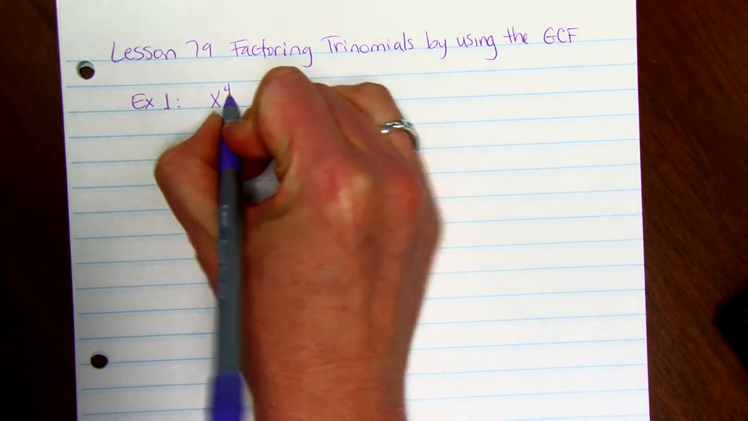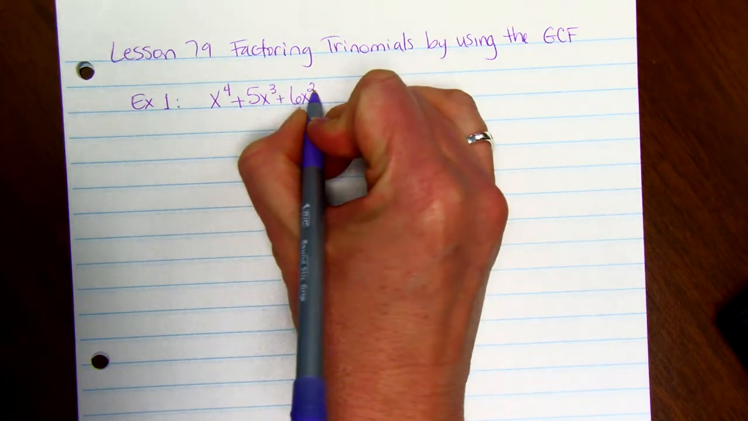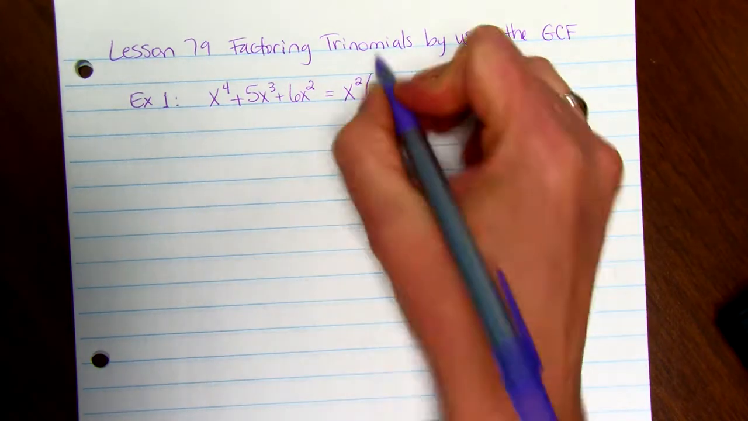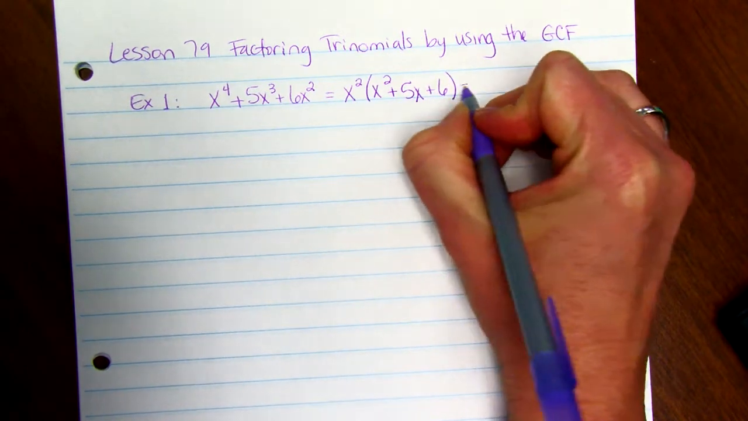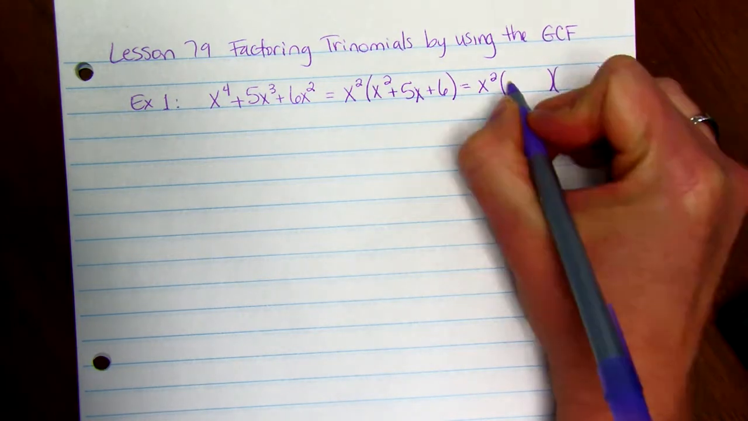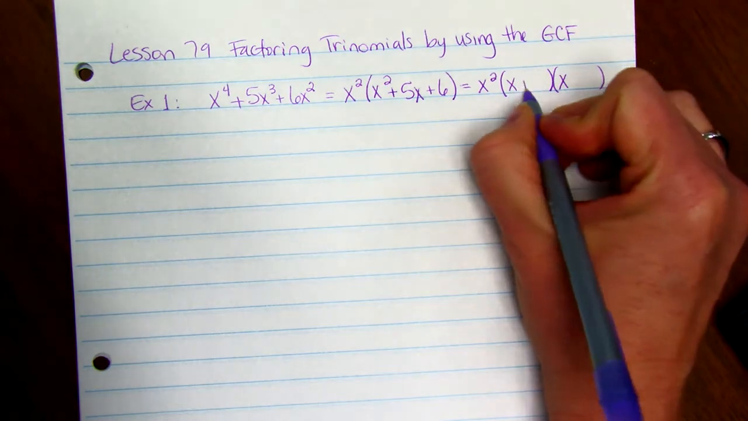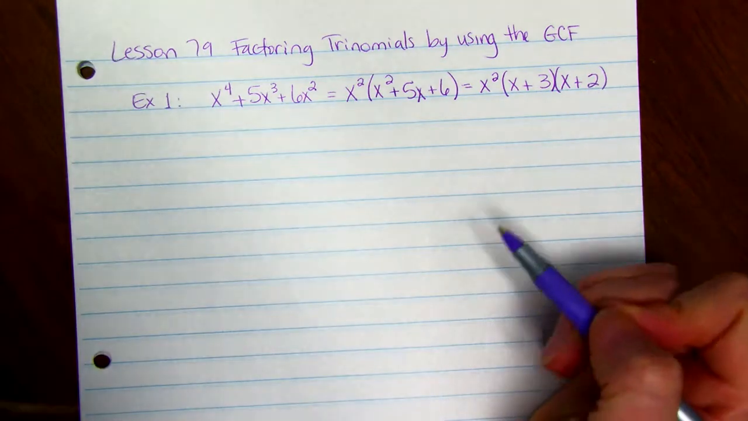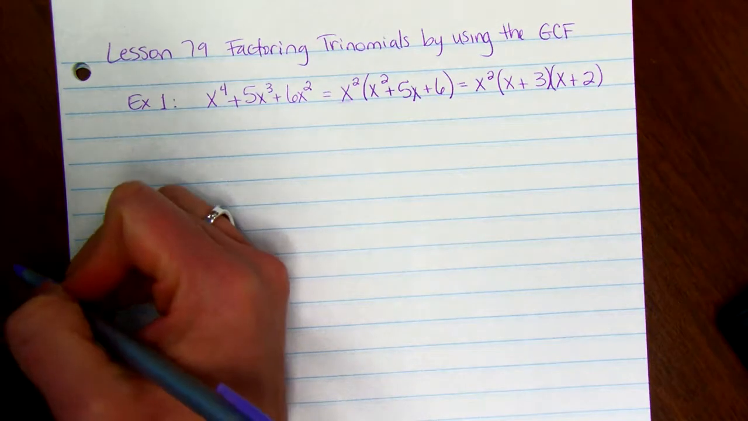So let's say we have to start with x to the fourth plus 5x cubed plus 6x squared. If you notice, each of these has an x squared in it, so we can factor that out. We're left with x squared plus 5x plus 6. Now we can factor this trinomial by thinking of two numbers that multiply to positive 6 and add to positive 5. And that would be a positive 3 and a positive 2. 3 times 2 is 6 and 3 plus 2 is 5. So we just had to factor out that greatest common factor to begin with.